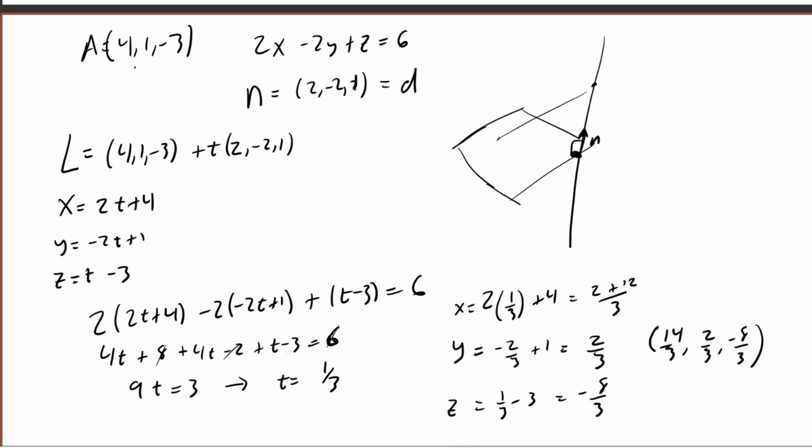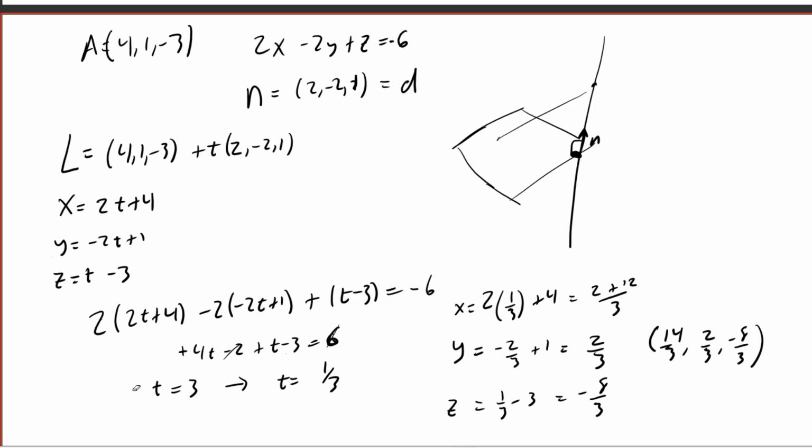So 4, 1, negative 3, let's double check I copied everything down right. 4, 1, negative 3, that's correct. 2x minus 2y plus z equals 6. Ah, equals negative 6. Okay, so that doesn't affect the line or these parametric equations, but it does affect plugging it back in. This was negative 6.